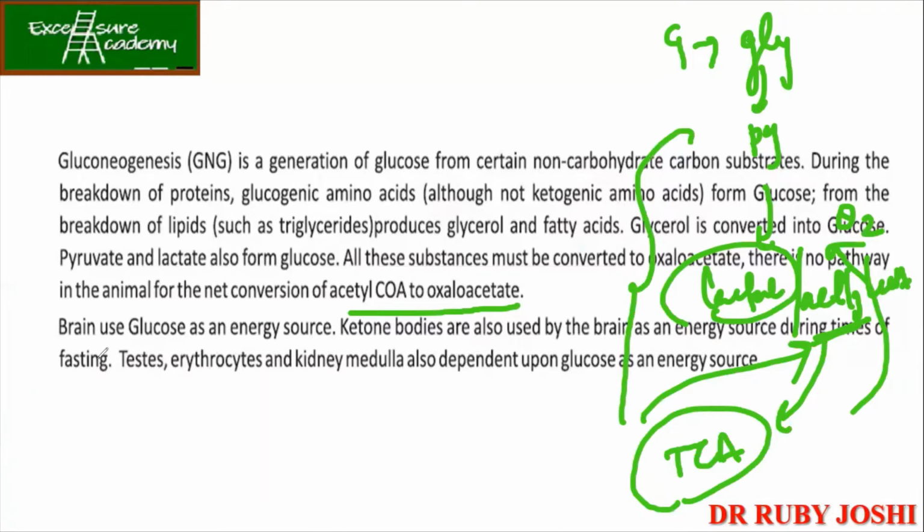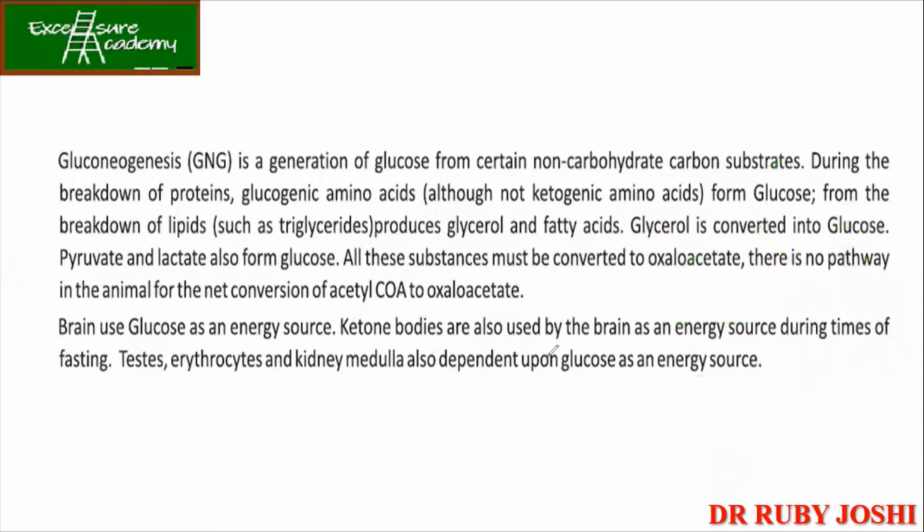Okay. So we know that the brain uses glucose only as a source of energy. Ketone bodies are also used by the brain as an energy source during times of fasting. Testes, erythrocytes, and kidney medulla also depend upon glucose as the energy source.